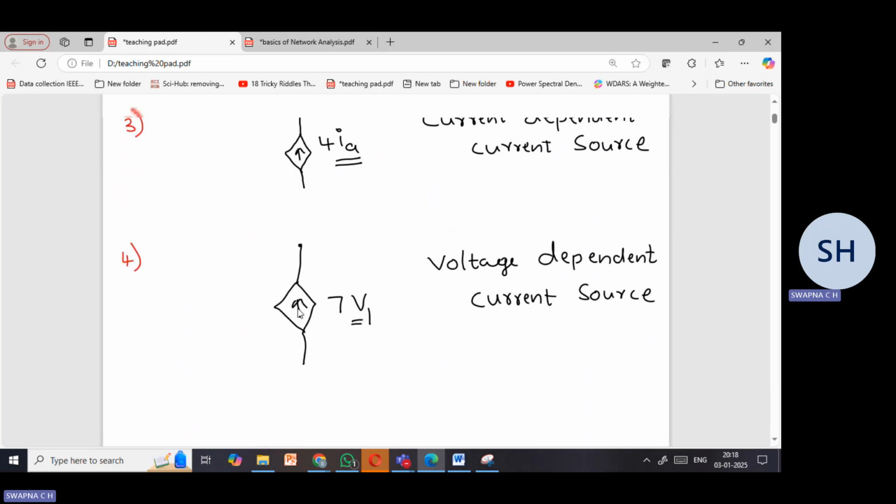Next, here again, I've taken the current source only. From the symbol, it is very clear. And here, if you observe, it is depending on voltage value. Since it is depending on voltage value, it is called a voltage dependent current source.